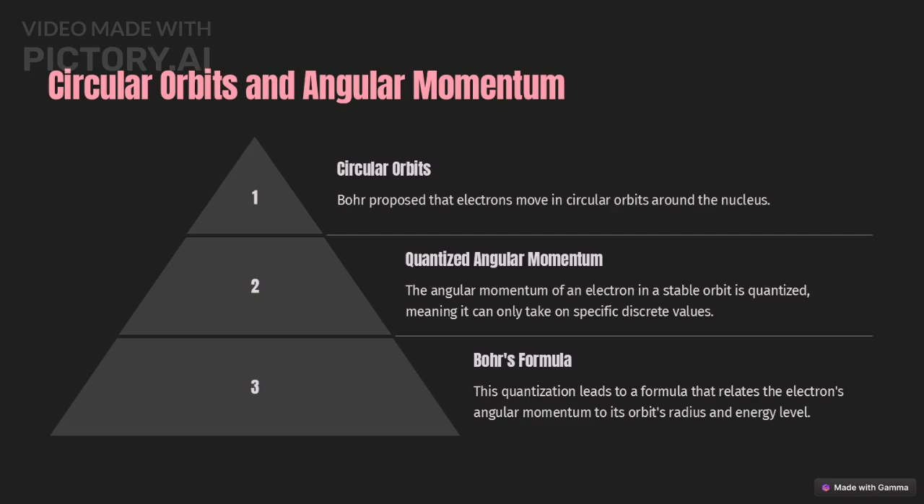Bohr proposed that electrons move in circular orbits around the nucleus. The angular momentum of an electron in a stable orbit is quantized, meaning it can only take on specific discrete values. This quantization leads to a formula that relates the electron's angular momentum to its orbit's radius and energy level.